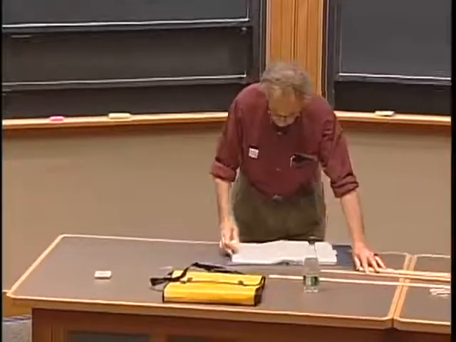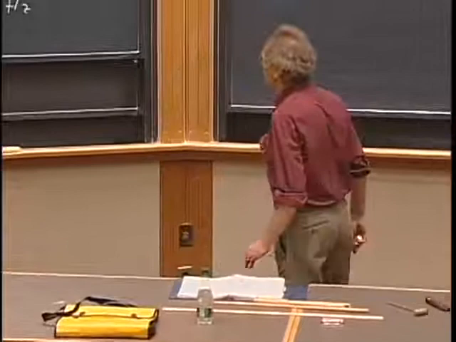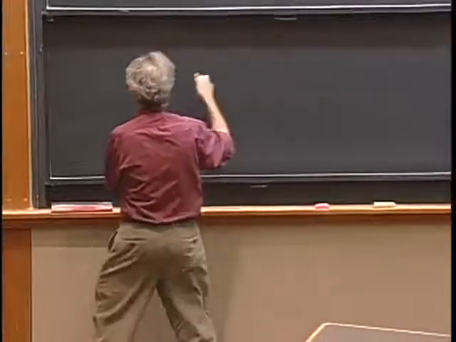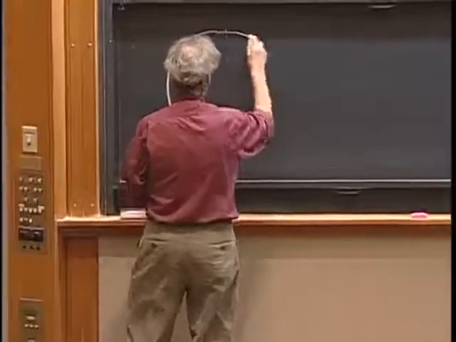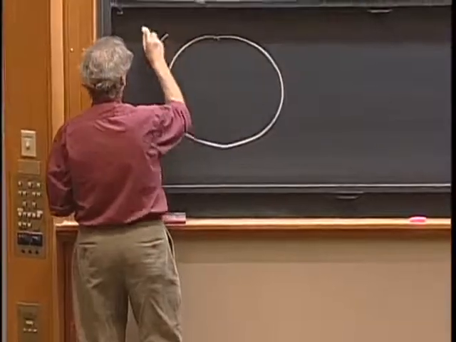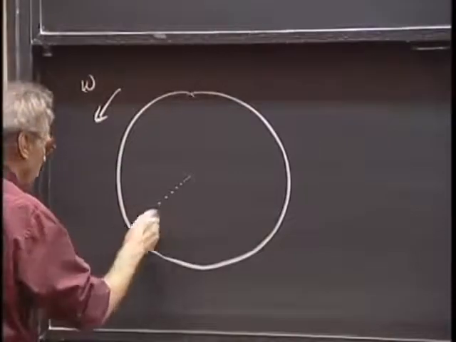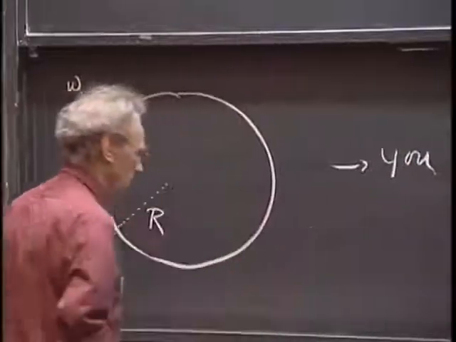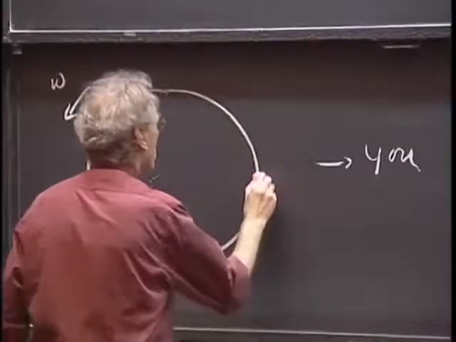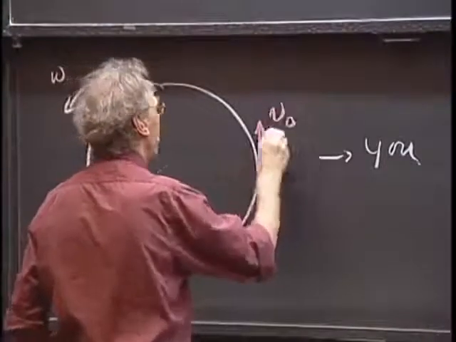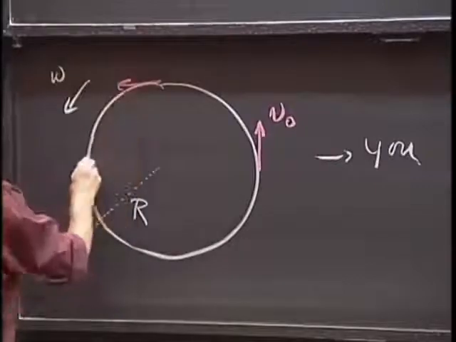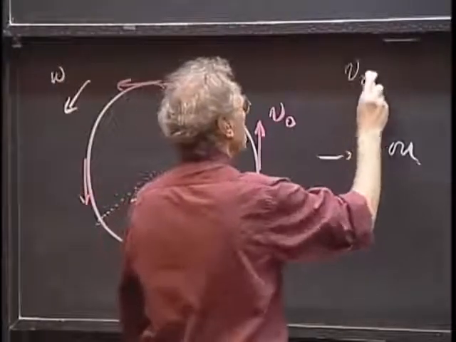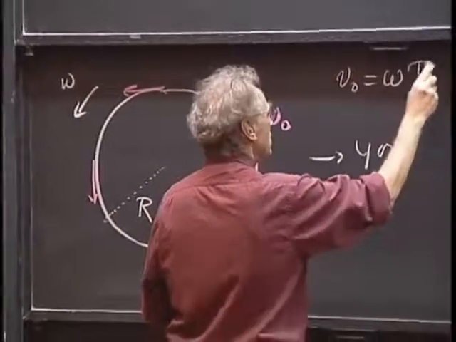Suppose now that I rotate a sound source in a circle. I rotate it around, like so. Angular velocity omega, radius r. This is where you are. And let the circumferential speed be v0. It goes around with constant speed. So v0 is omega r.